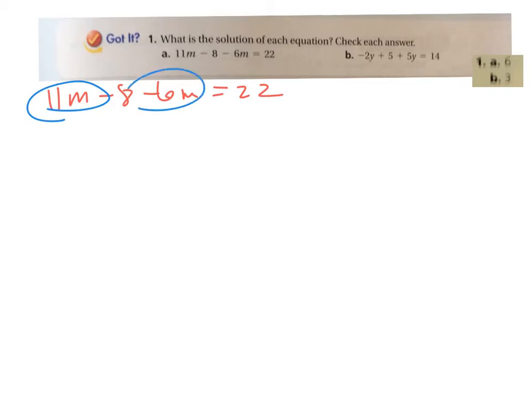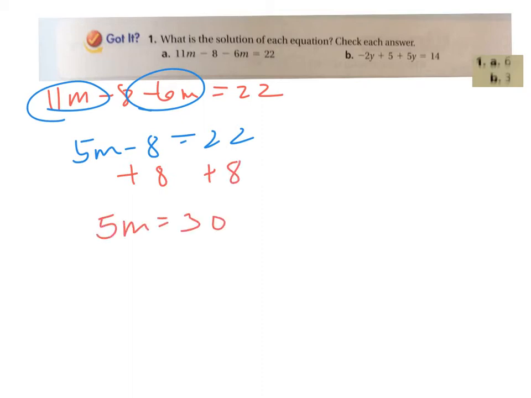We'll start with A. 11m minus 8 minus 6m equals 22. Obviously I have some like terms to combine. I'm going to combine the 11m and the minus 6m. So 11m minus 6m is 5m minus 8 equals 22. Then I'm going to go ahead and add my 8 to both sides. And 5m equals 30. And divide off that 5.